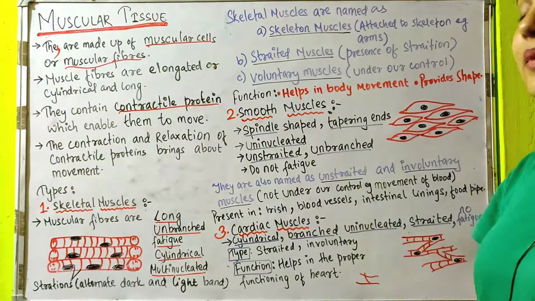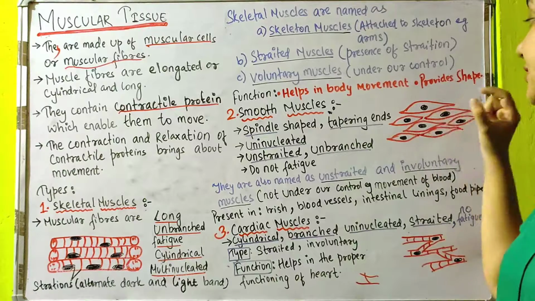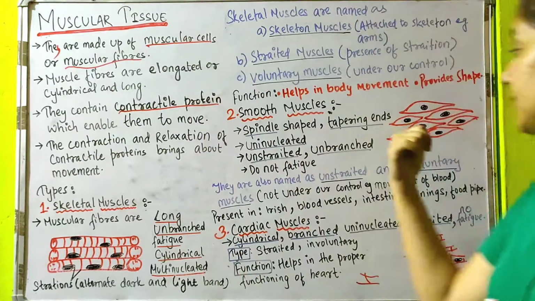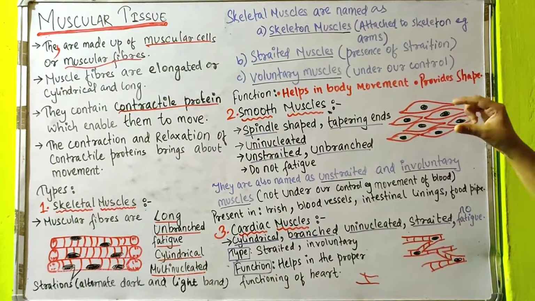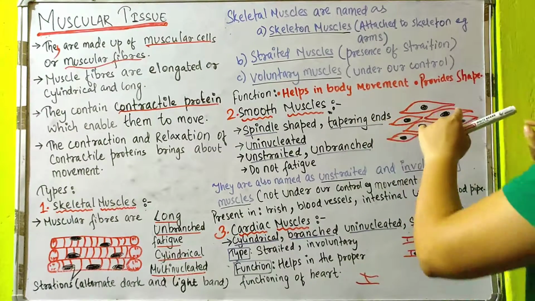Coming to the smooth muscles, they are spindle shaped and have tapering ends. Spindle shape means you see the shape of the cell. Each cell has a flattened part at the center and tapering ends at the end.